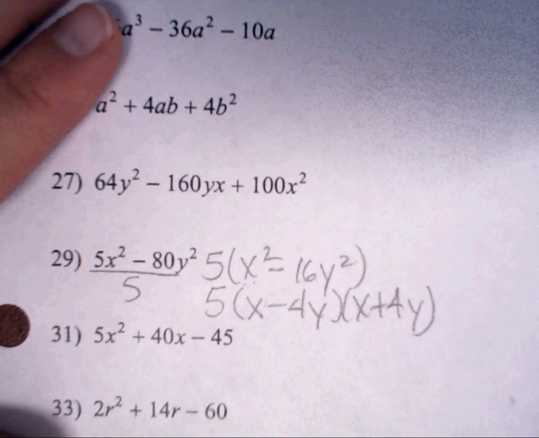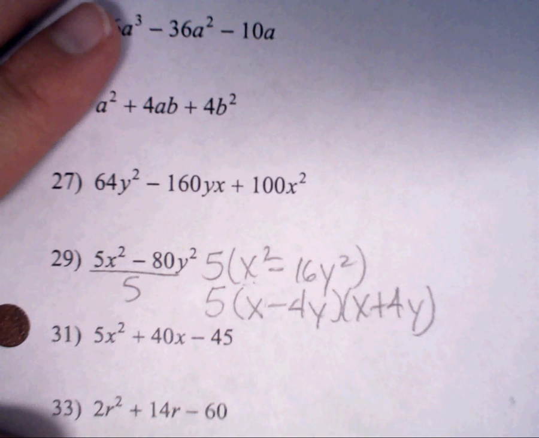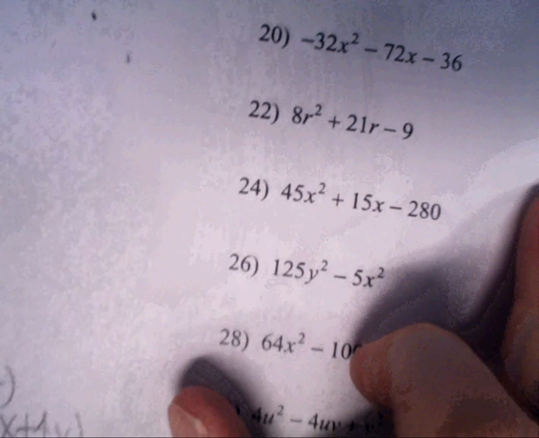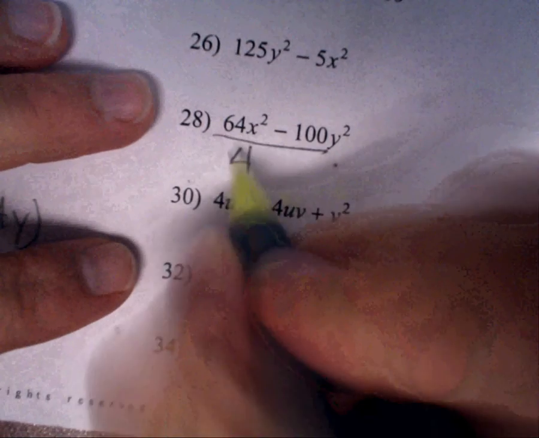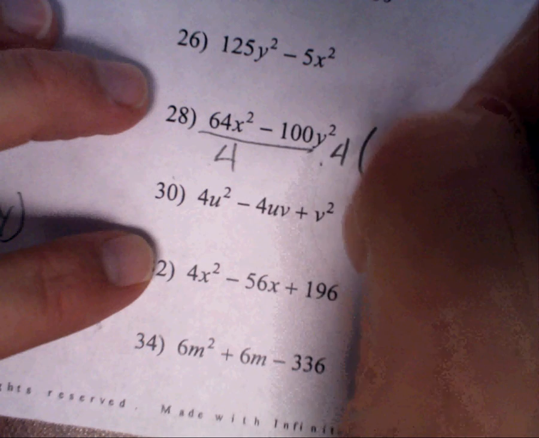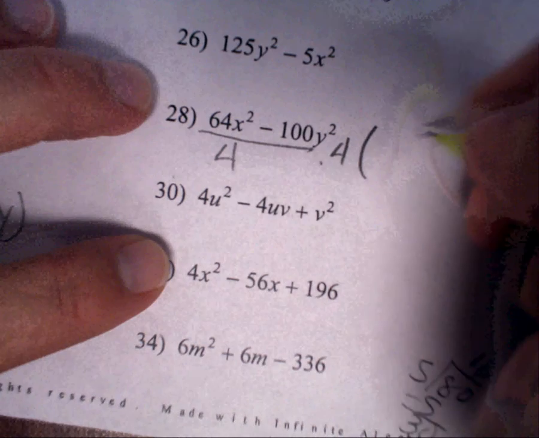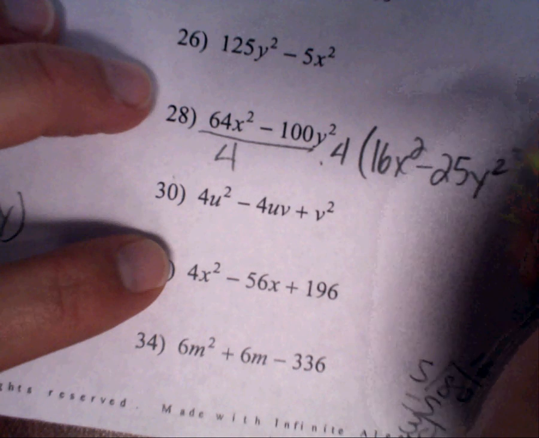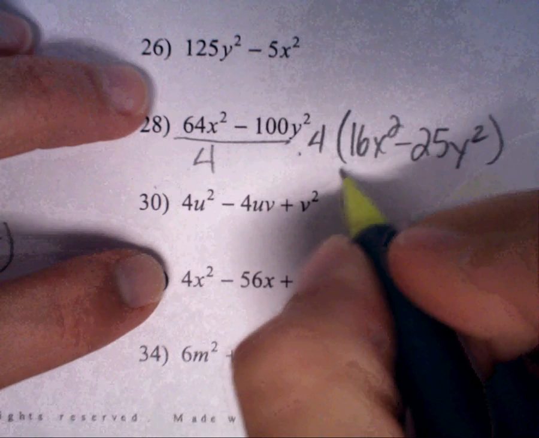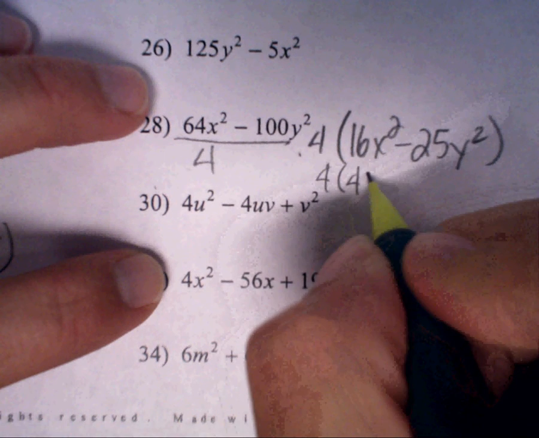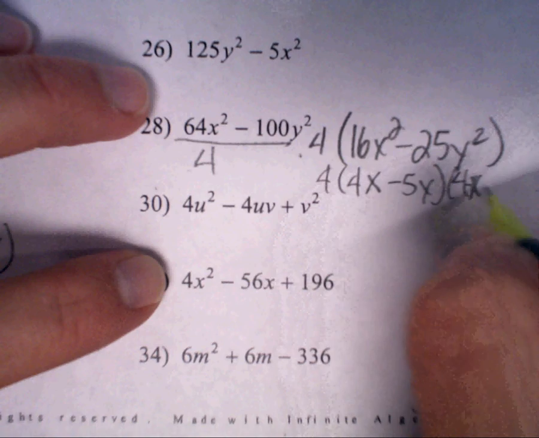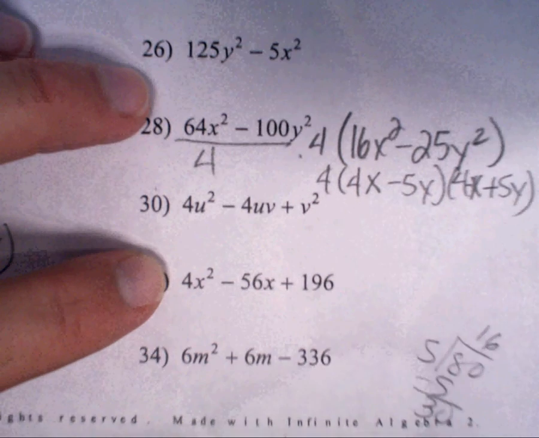I'll do another one. I'll do, say, 28. 28 has a 4. They're both divisible by 4. So take a 4 out. And so then I'm left with 16x squared minus 25y squared. Okay, and then I factor that, so 4x minus 5y and 4x plus 5y.